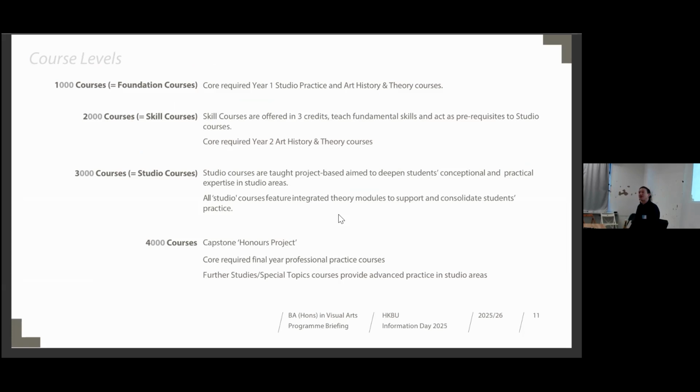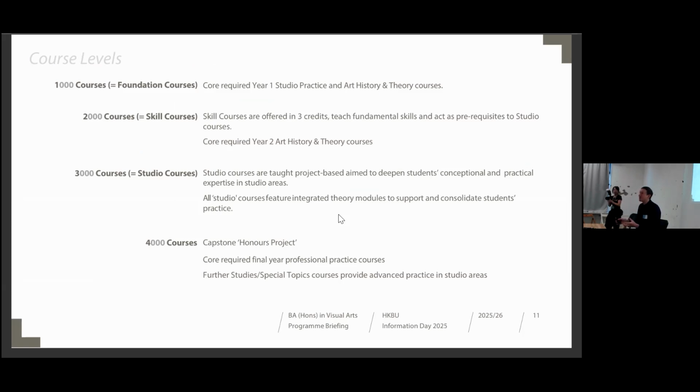If you want to take a photo, good. I think we will be uploading this video onto our website later, onto our YouTube channel later. So feel free to review later also. So essentially year 1, core courses, year 2, skills courses, and also the core art history and theory course. Level 3 courses, these are our studio courses.